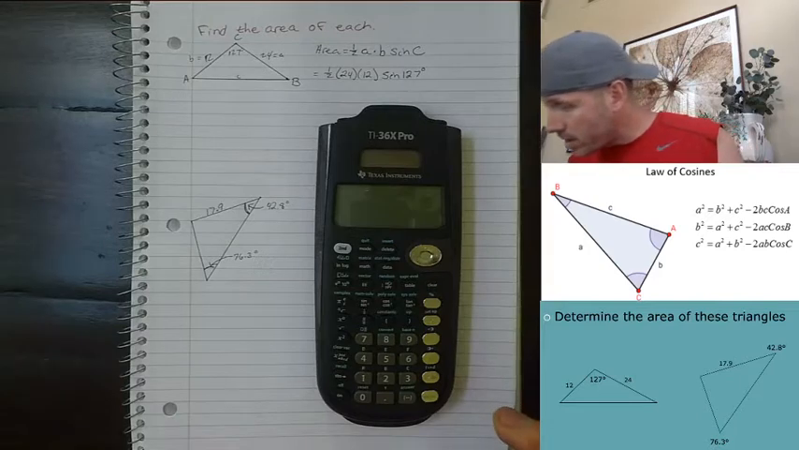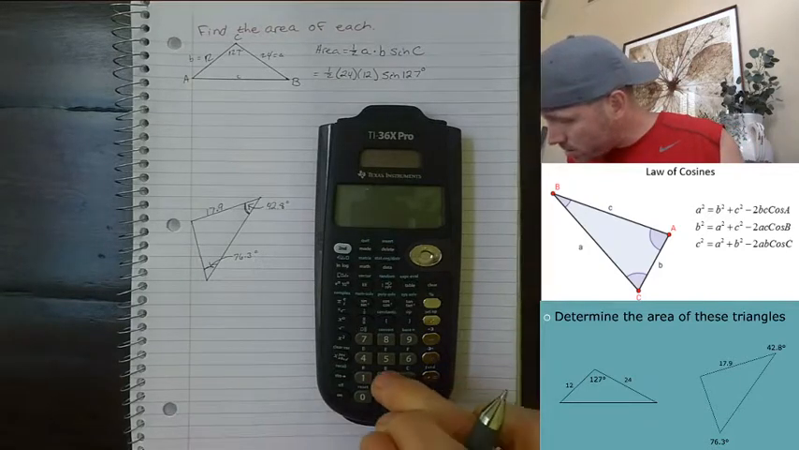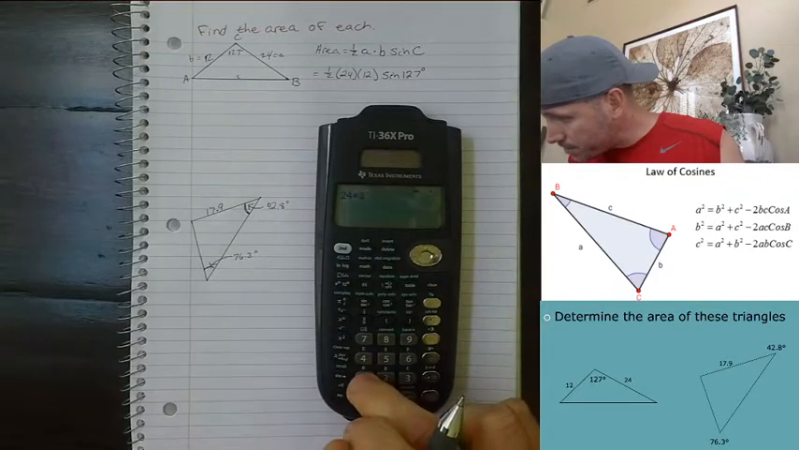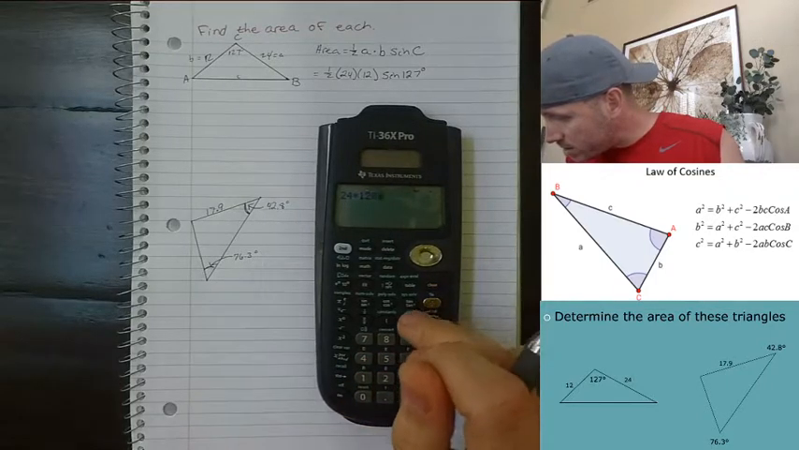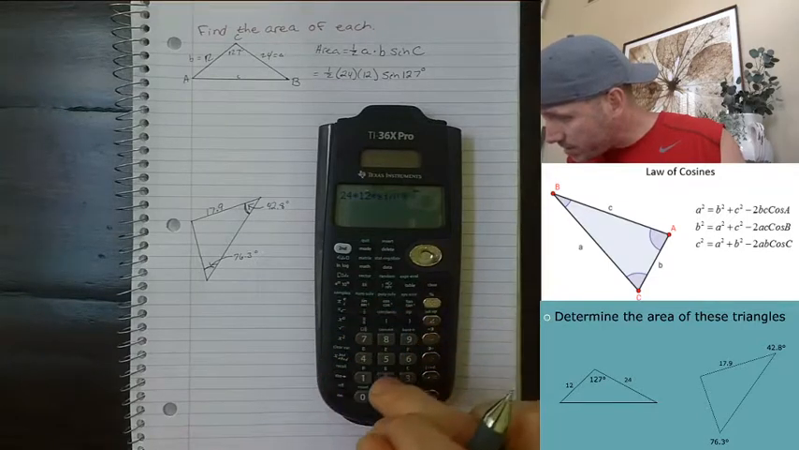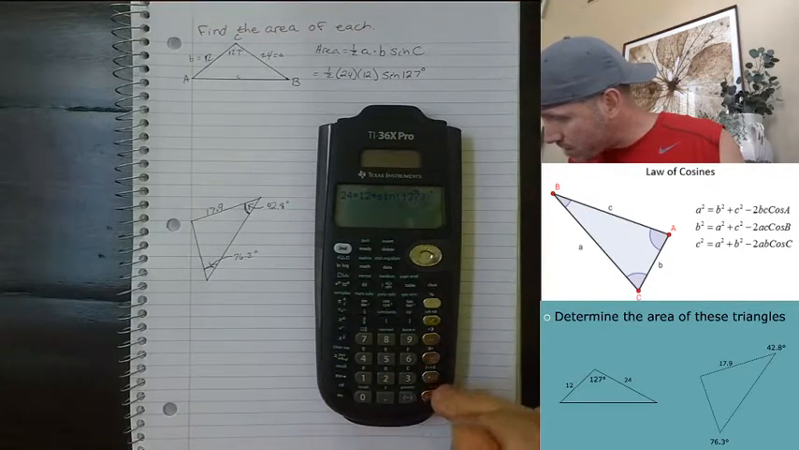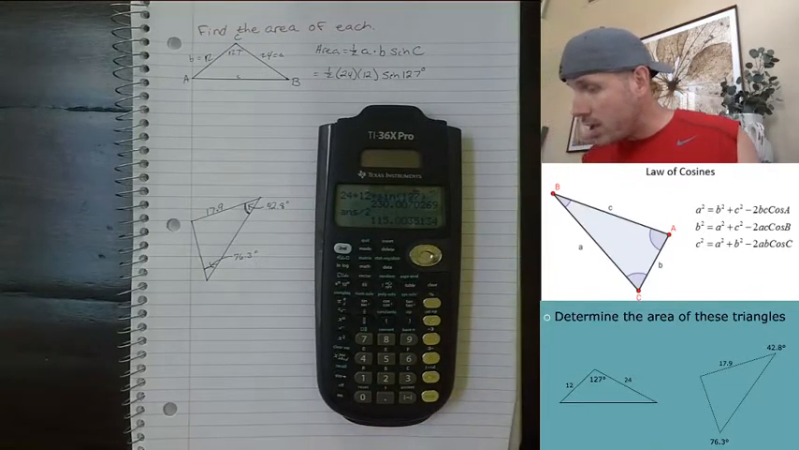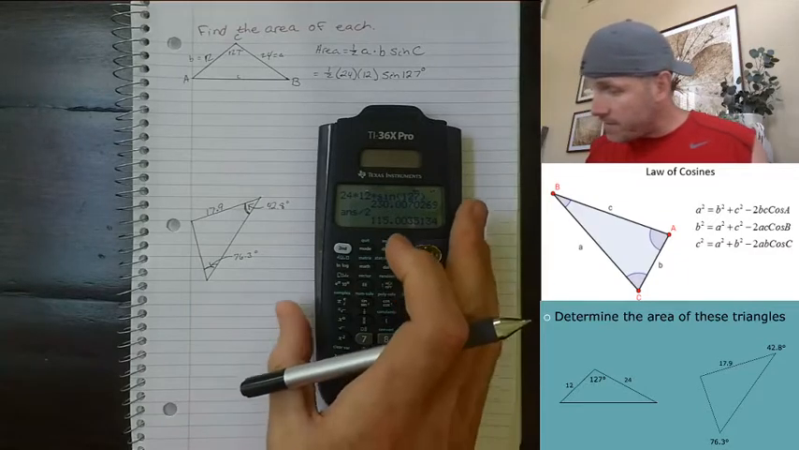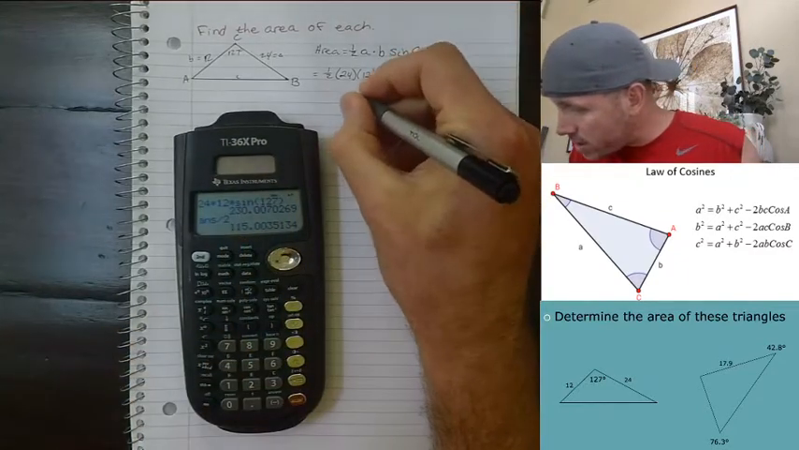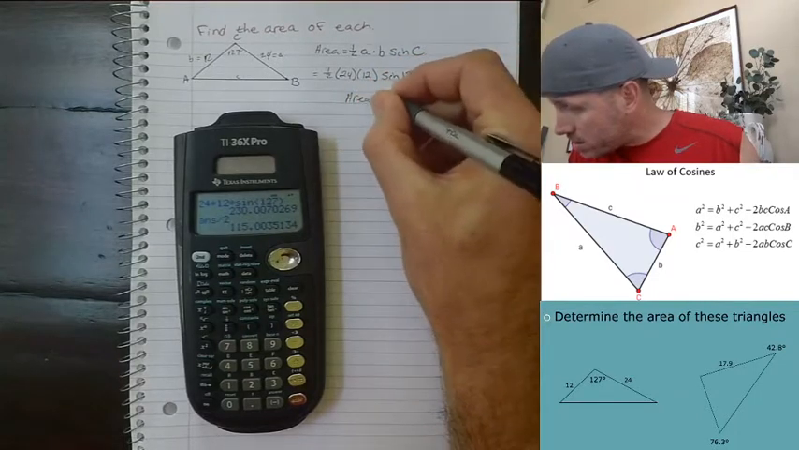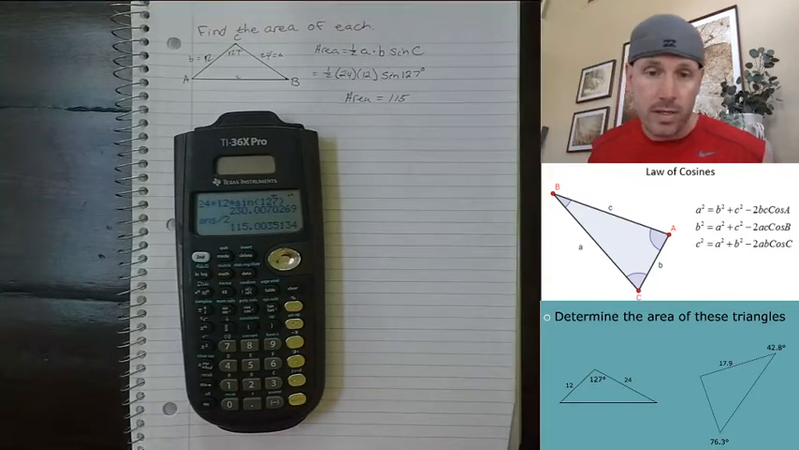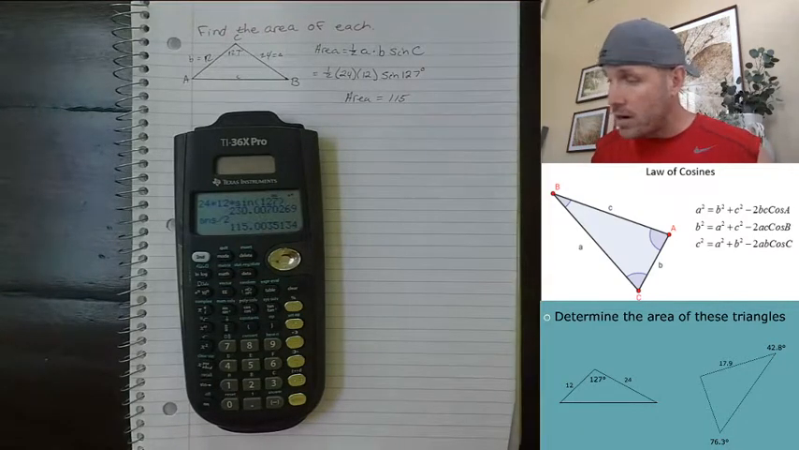Punch it in, and you get 24 times 12 times the sine of 127 divided by 2. You get 115. So our area is equal to 115 square units, or whatever they may be. Alright, so that's the first one.